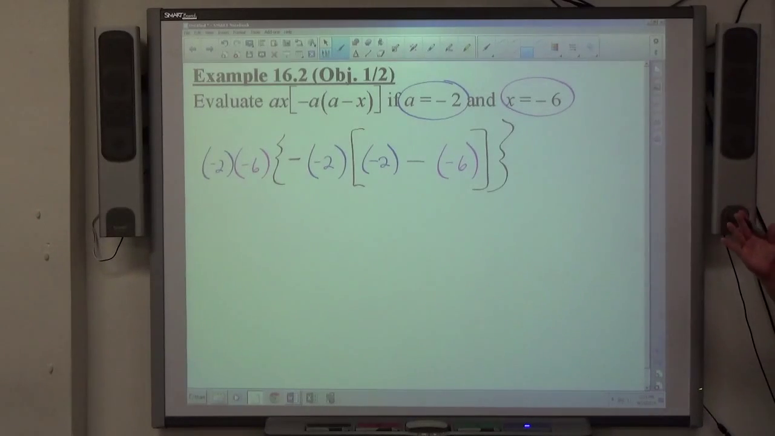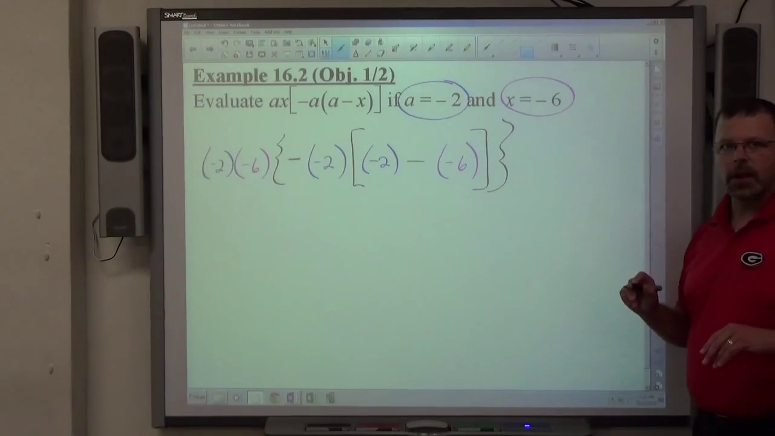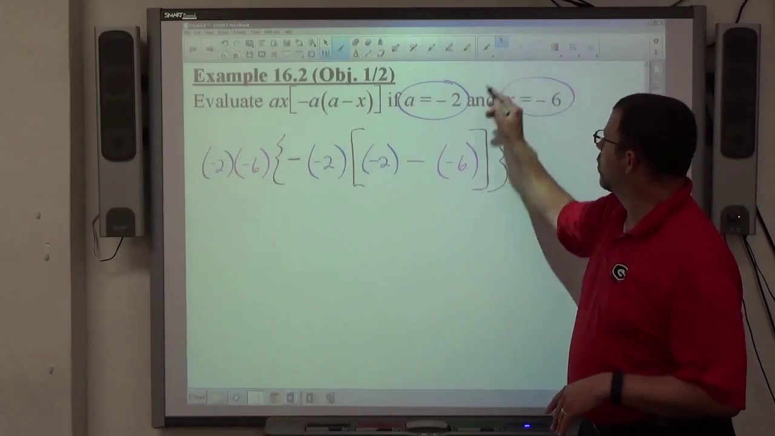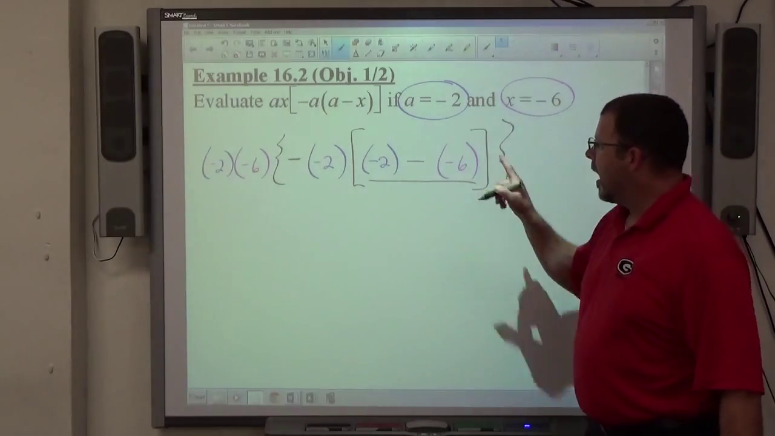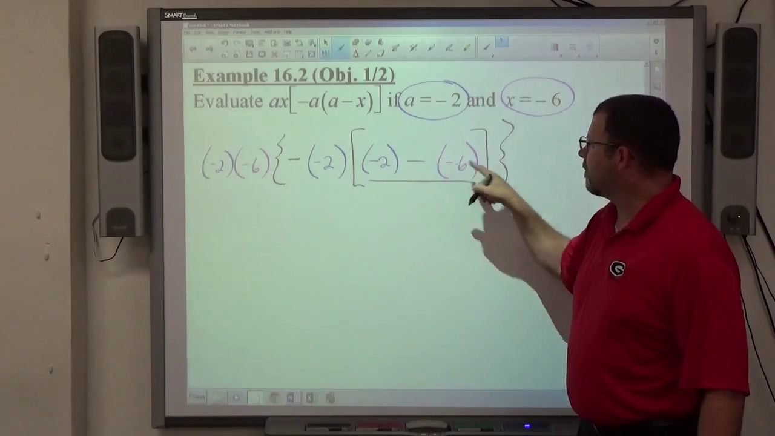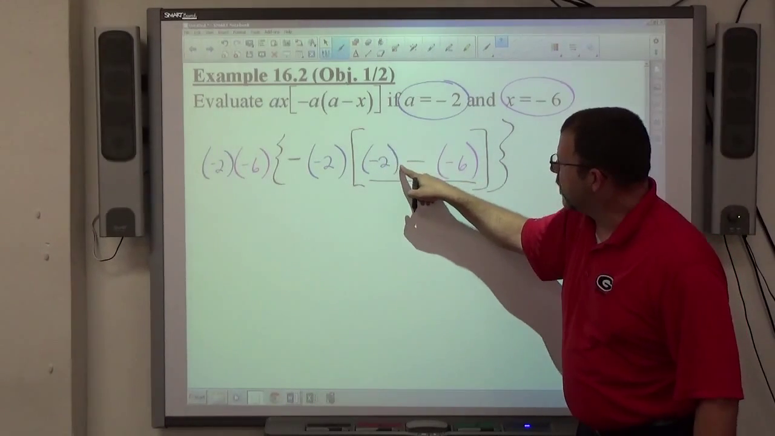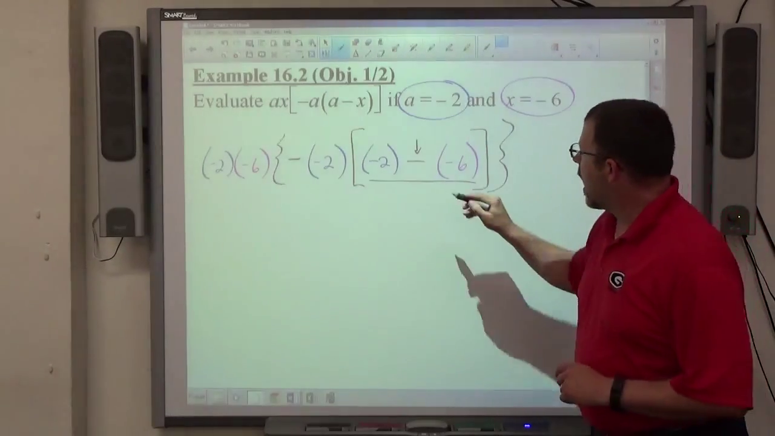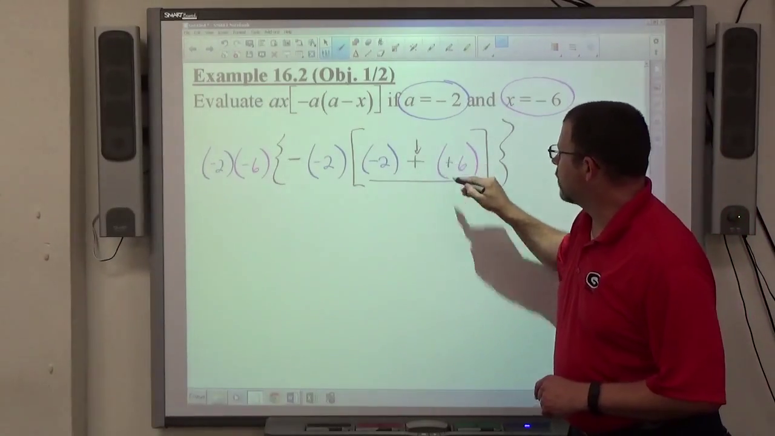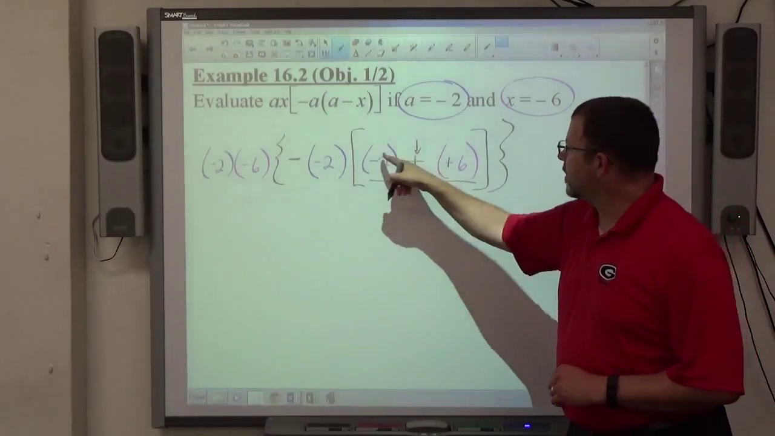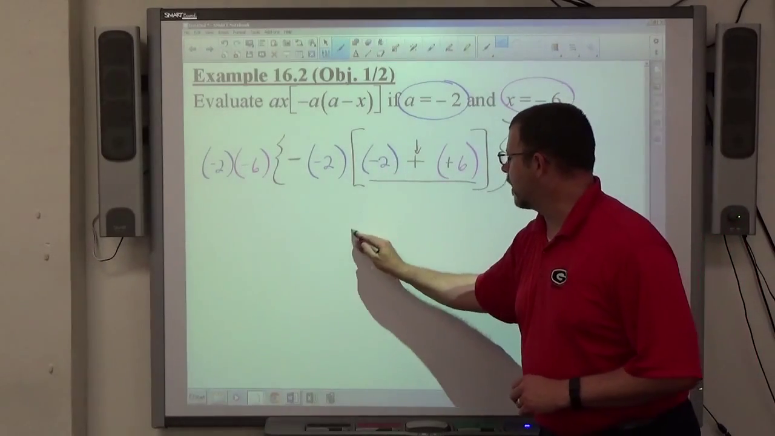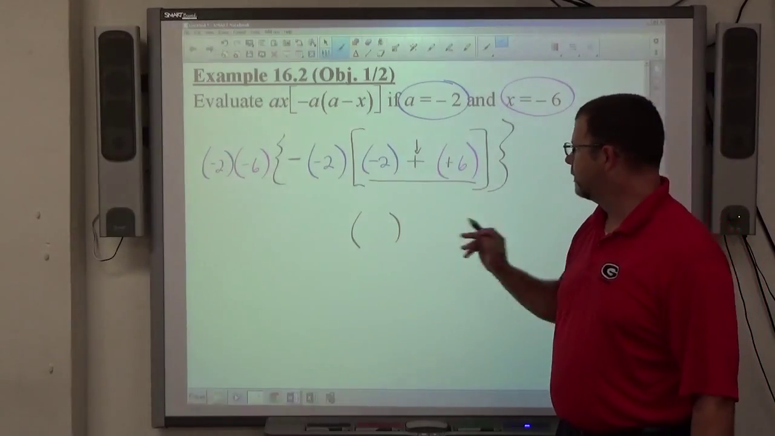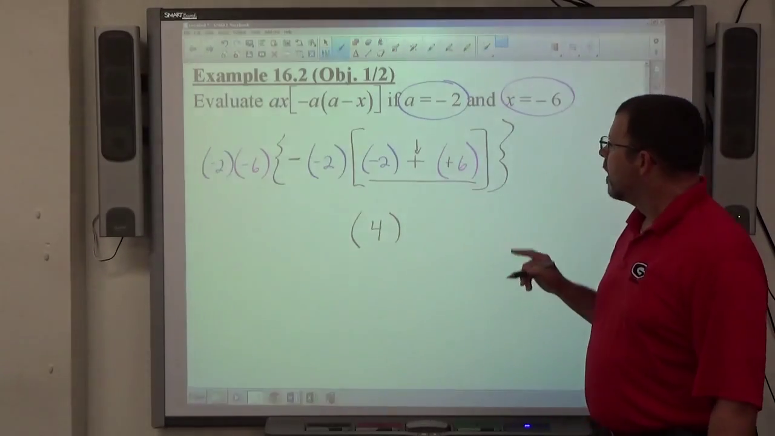So if I'm following the order of operations to the letter, and I'm not trying to break any rules or go out of order or anything like that, the first thing I would tackle would be this guy here. And I've got negative 2 minus minus 6. So again, it's a parentheses followed by a plus or minus symbol, which means it's either addition or subtraction. Minus minus becomes plus plus. So inside this bracket here, which I can change to a parentheses, I've got negative 2 plus 6, which equals what? 4. Period 4.